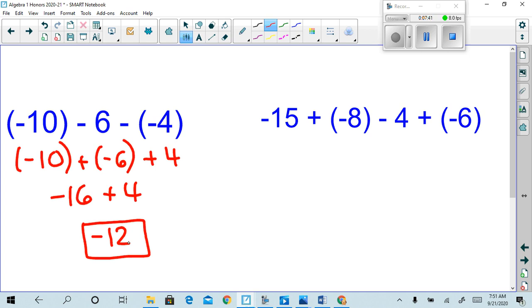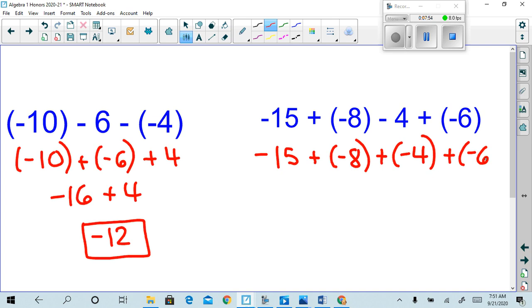So in this second problem, I have negative 15 plus a negative 8, so I'm not changing anything there. I am going to add the opposite, and then I'm going to just add the negative 6. So watch your operation signs. There was a subtraction right there. Notice that these are all negatives, so now you can go ahead and add across. Sometimes you'll say, well, I can add these two numbers faster than those two numbers. You do the order in which works best for you.